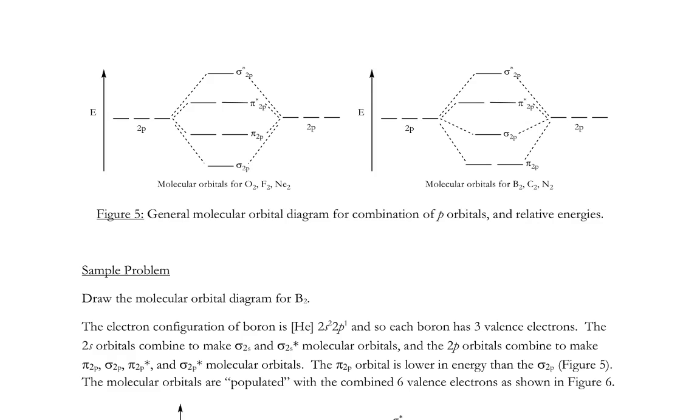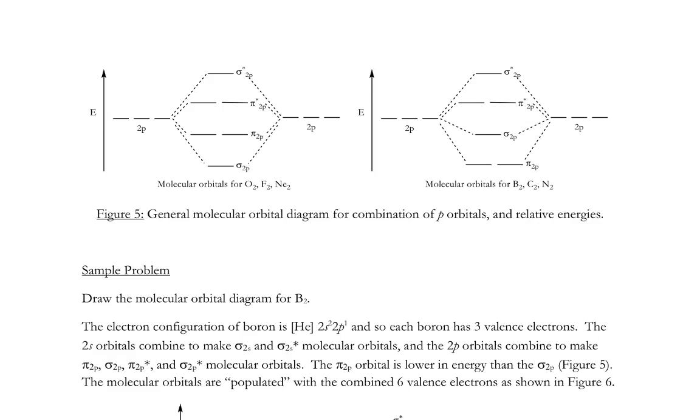So for a complete molecular orbital diagram for O2, F2, and Ne2, what we would have to do is below sigma 2p, we would have 2 MOs. We would have at the very bottom a sigma 2s MO. A little above that, we would have a sigma 2s star MO. Then we would go to sigma 2p, pi 2p, pi 2p star, and finally sigma 2p star.